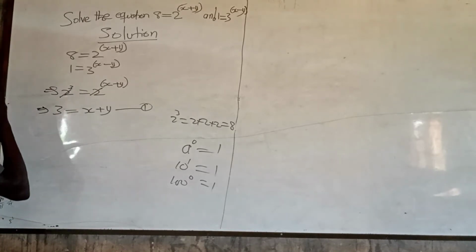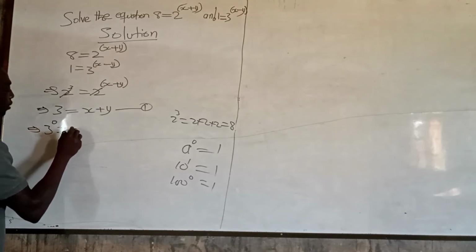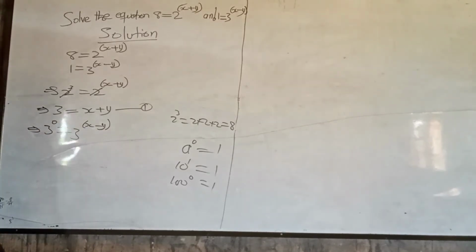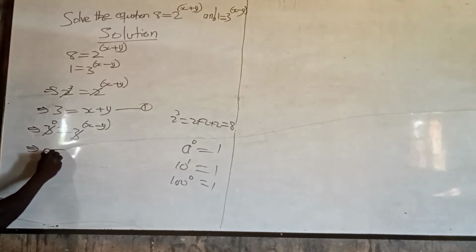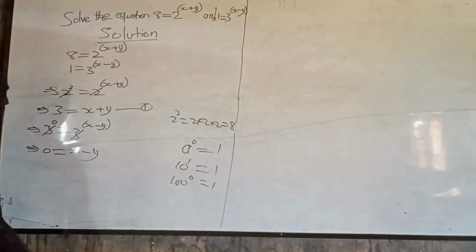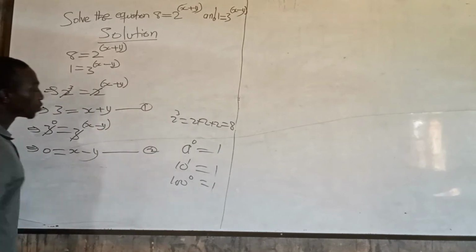So that will be 3 to the power 0 equals 3 to the power (x minus y). So now 3 raised to the power 0 will give us 1. This base is equal and this base is equal. So this base here will cancel this base here. Are we getting it? Now leaving 0 equals x minus y. So that will be our equation 2.